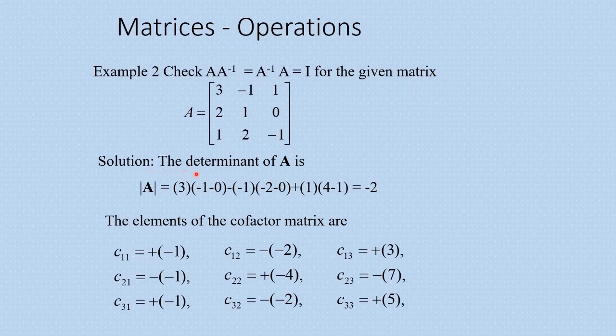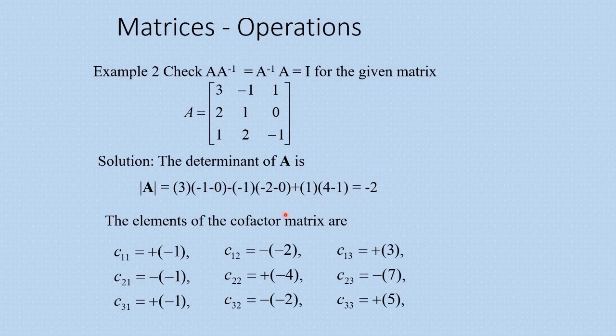Solution. The determinant of A is 3 times product of these two, that is minus 1, minus product of these, that is 0, minus 1 times product of these two, that is minus 2, minus product of these two, that is 0, plus 1 times product of these two, that is 4, minus product of these two, that is 1, which is equal to minus 2.